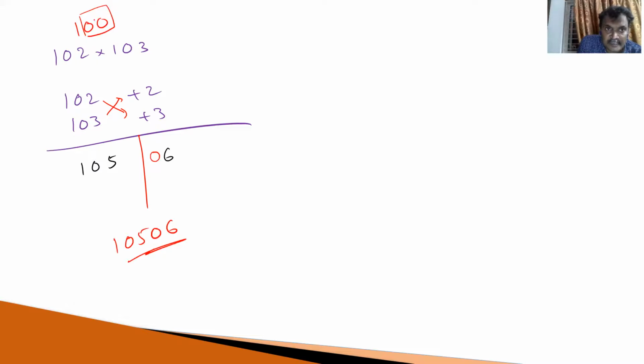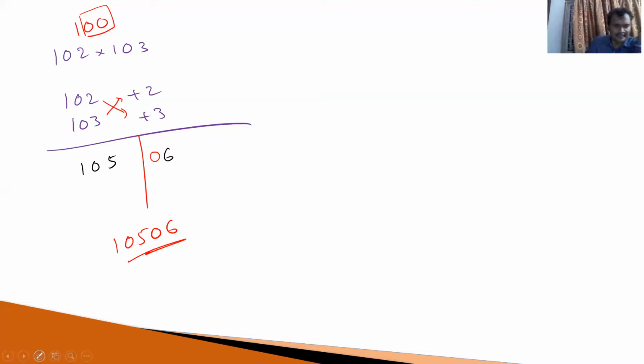Suppose the base is equal to 100. 2 zeros are there. The right hand side must have 2 digits. Suppose the base is 1000. In 1000, 3 zeros are there. So the right hand side part must be 3 digits. Suppose the base is equal to 10,000. How many zeros are there? 4 zeros. So what about the right hand side part? It must be 4 digits, like that.